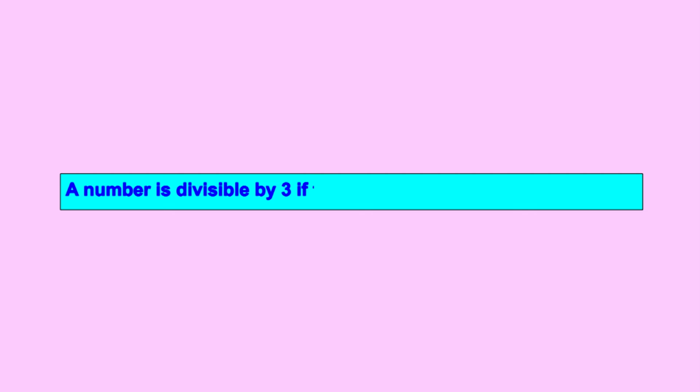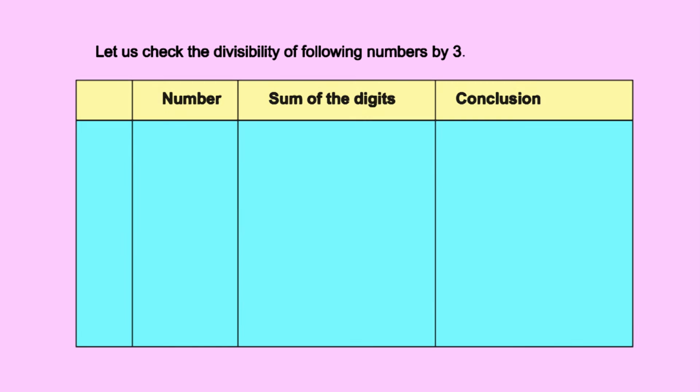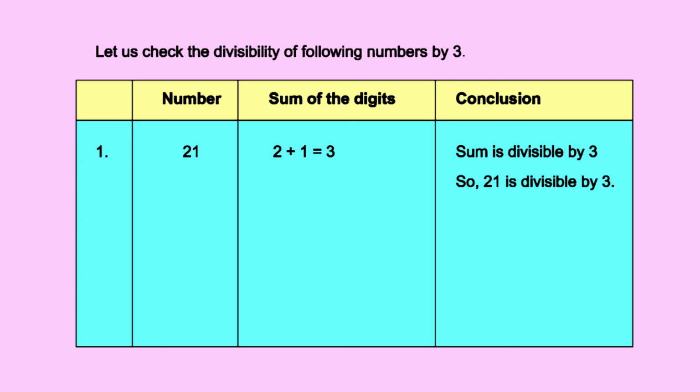Test of divisibility by 3. A number is divisible by 3 if the sum of its digits is divisible by 3. Let's check the divisibility of following numbers by 3. 21. 2 plus 1 is equal to 3. Sum is divisible by 3. So 21 is divisible by 3.